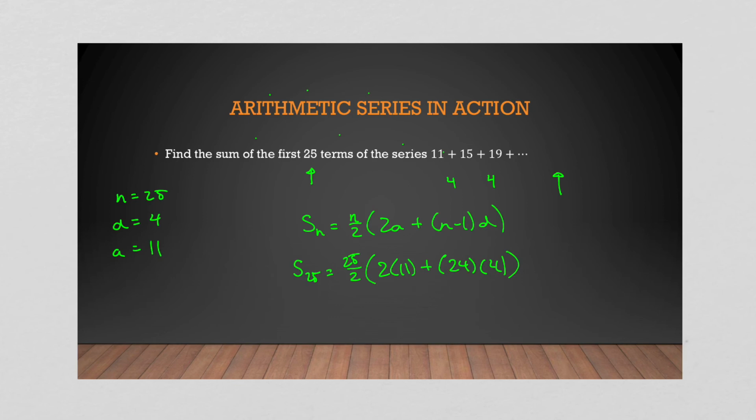And now it just becomes a bit of arithmetic. So the sum of the 25 terms is 25 divided by 2, so 12 and a half, 12.5, times 22 plus 24 times 4, which is 96. So the sum of 25 terms is equal to 12.5 times 22 plus 96, 118, which gives us the number 1,475. So we can sum up without knowing the last term as long as we know N, D, and A.